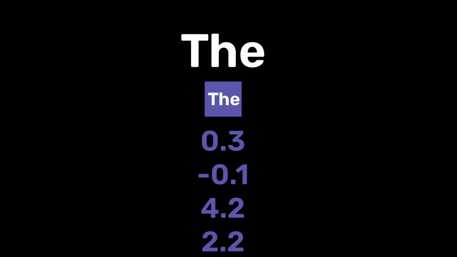Let's take, for example, the token "the." If you remember from earlier, every token is represented by a list of numbers. And those lists of numbers are represented in this example as a color. So this little purple square represents the vector that represents the token "the."